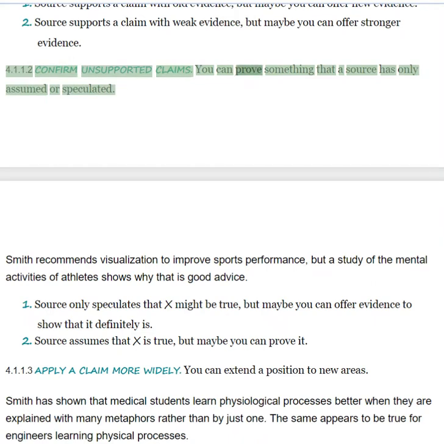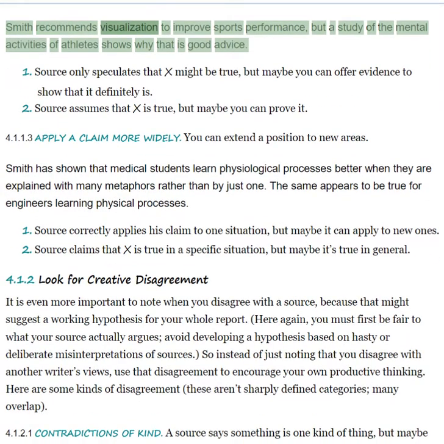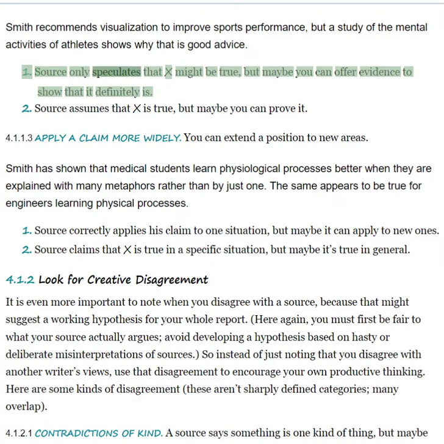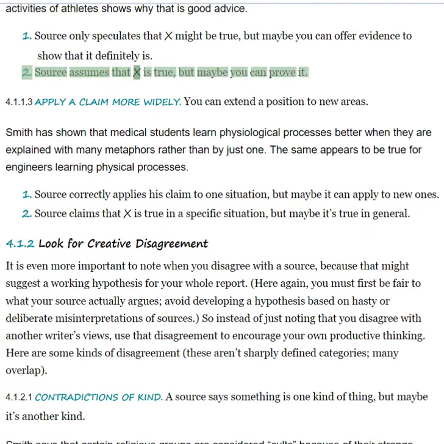4.1.1.2 Confirm unsupported claims. You can prove something that a source has only assumed or speculated. Smith recommends visualization to improve sports performance, but a study of the mental activities of athletes shows why that is good advice. 1. Source only speculates that X might be true, but maybe you can offer evidence to show that it definitely is. 2. Source assumes that X is true, but maybe you can prove it.